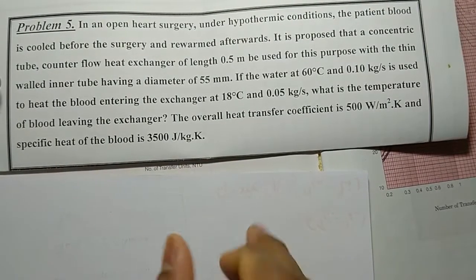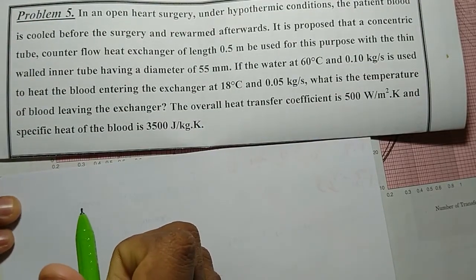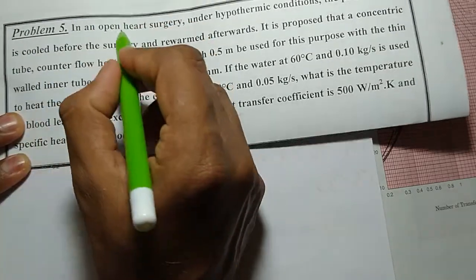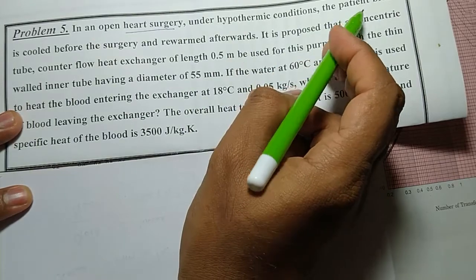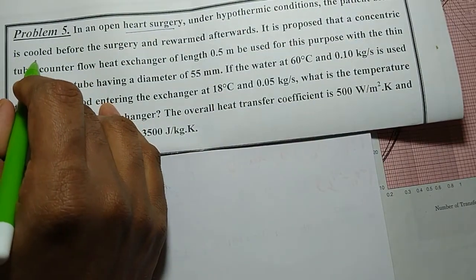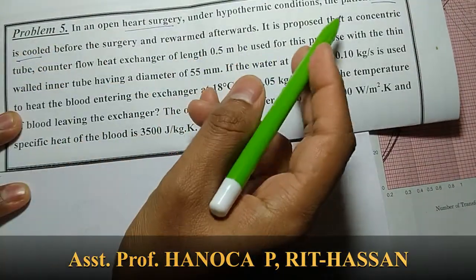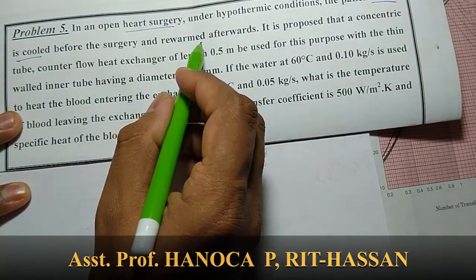Okay, we will solve another problem. This is the assignment for you. I'll just give the hint, all those things. Next problem. In an open heart surgery, under hypothermic condition, the patient blood is cooled before the surgery. The patient blood is cooled and rewarmed afterwards.